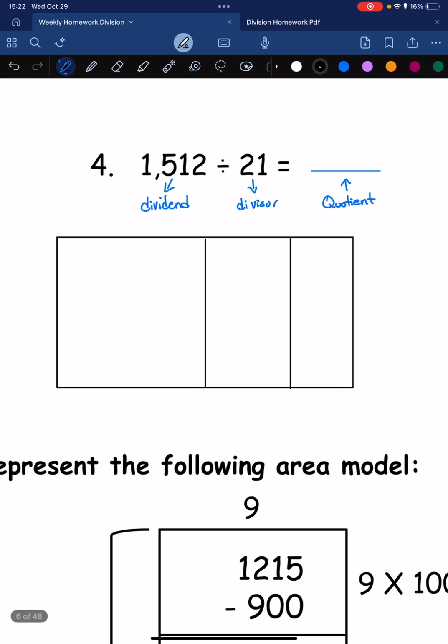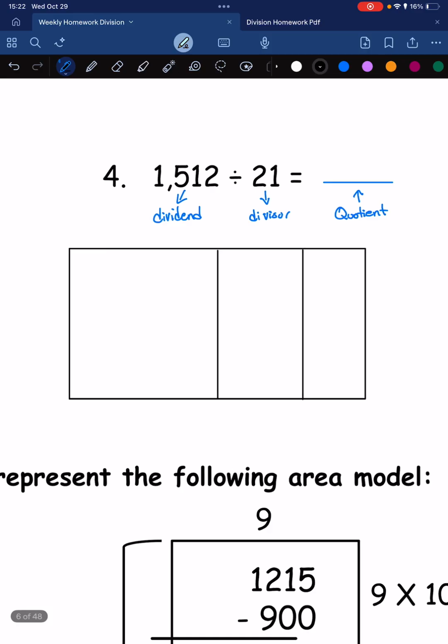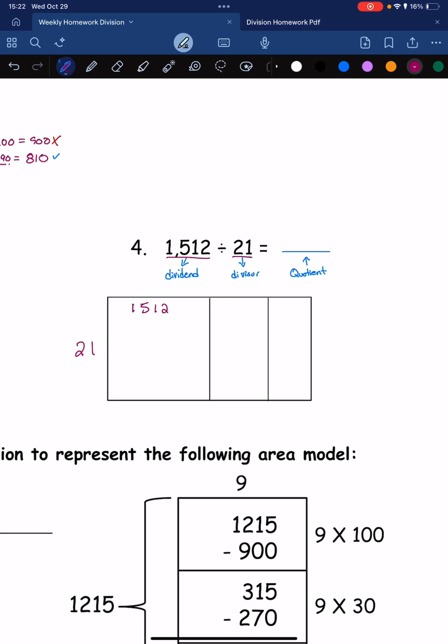Okay, awesome. And so now I'm going to write my dividend on the inside of this box, so 1,512, and my divisor on the outside, 21. Okay? And I'm going to start with 100 again. Okay? So let's start with 100 again.